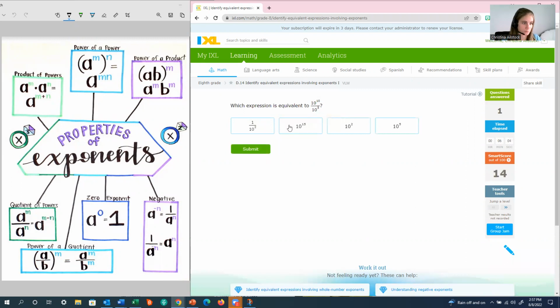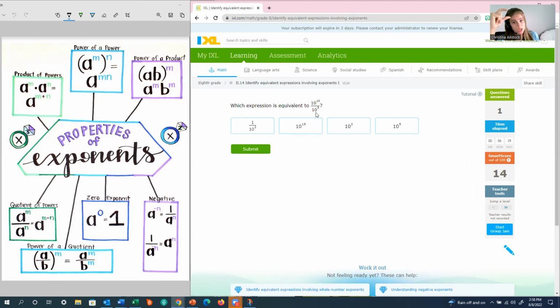All right, let's check this one out. Which expression is equivalent to 10 to the 10th, and then that fraction bar, which in this case is being used as division, 10 to the 5th. So we have 10 to the 10th divided by 10 to the 5th. Fractions are a lot of times used to represent division because fractions are a division problem. Just sometimes they're simplified already, other times we need to simplify them.